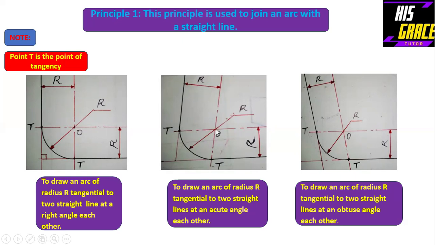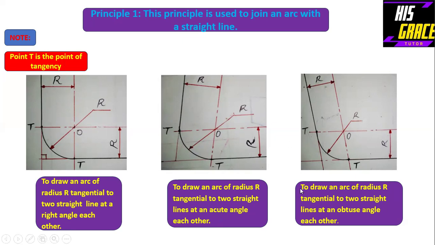So what you just need to do is to put the pinpoint of the compass at this point O with 20 millimeters, then you draw this arc that will connect these two straight lines together, that are inclined at an acute angle to each other. So then this point is the point of tangency. This point of tangency must be indicated as I've explained here.